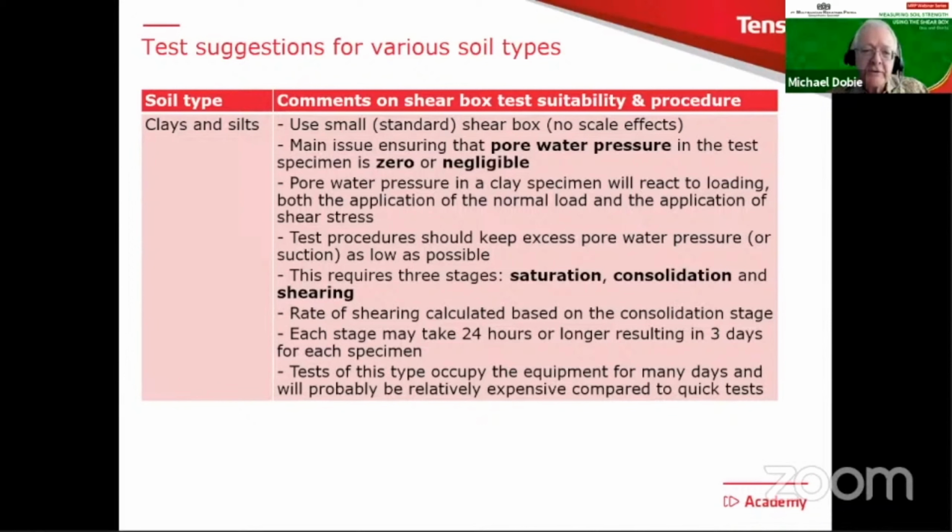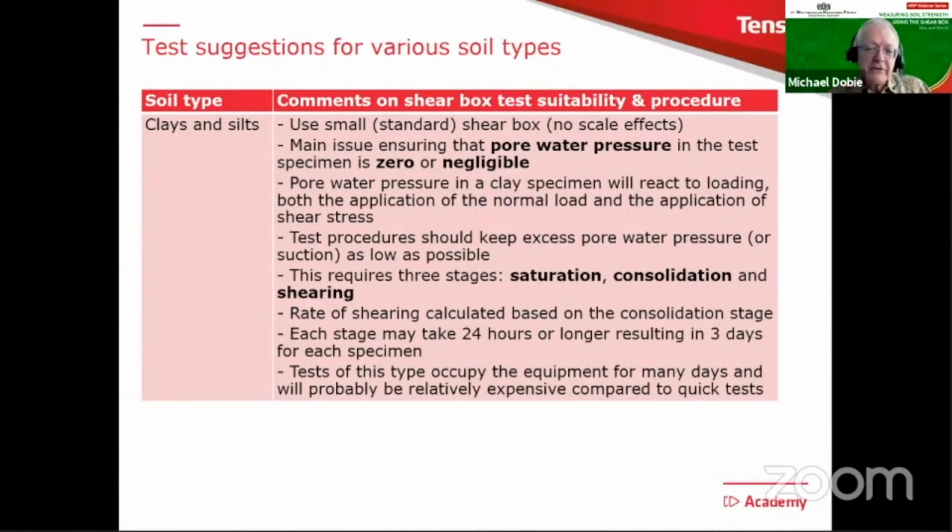So start with the fine soils, clays and silts. We can definitely use the small or standard shear box because there are no scale effects. But the big issue is pore water pressure and making sure that it is either zero or negligible, thinking back to that previous slide a few minutes ago. Pore pressure in a clay will react to the loading, both the normal load and the shear stress, and it's vital that test procedures should make sure that we keep the excess pore water pressure as low as possible.